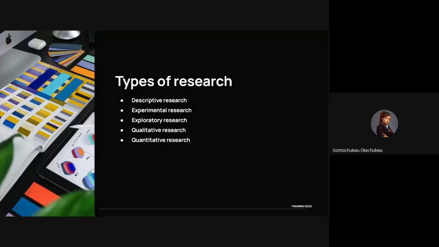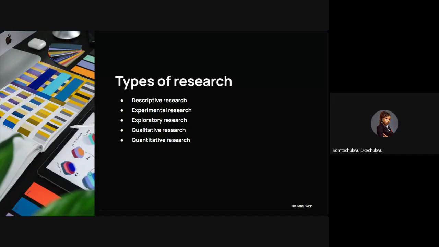Now we also have qualitative research. Qualitative research, like the name entails, is speaking to quality. I'm going to explain it in contrast to quantitative research. So it's going to be qualitative versus quantitative.